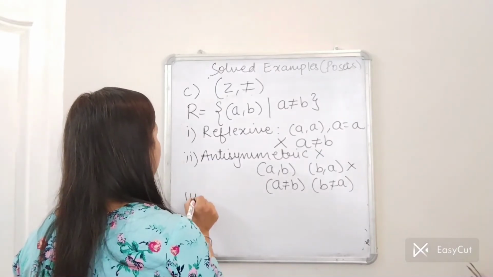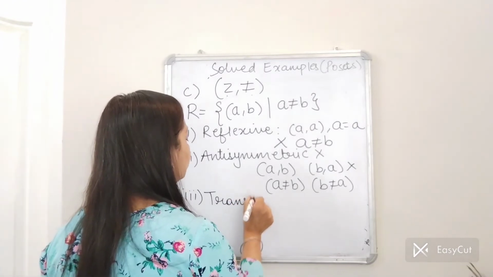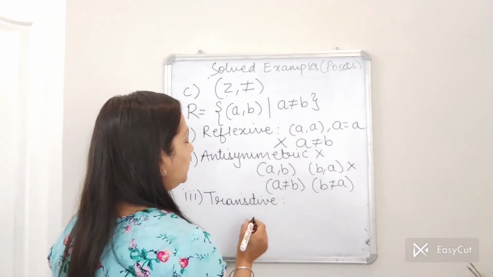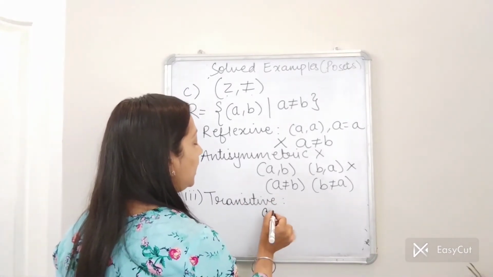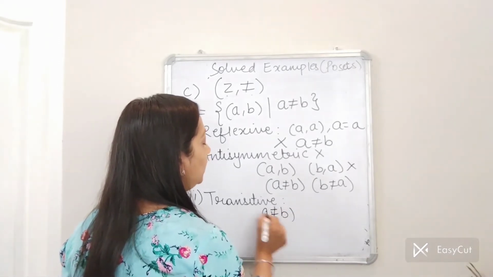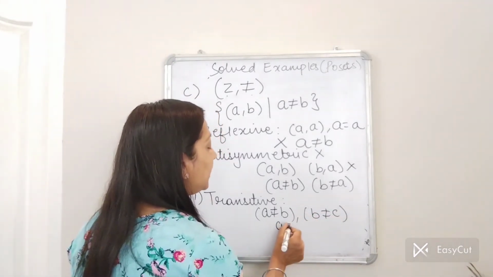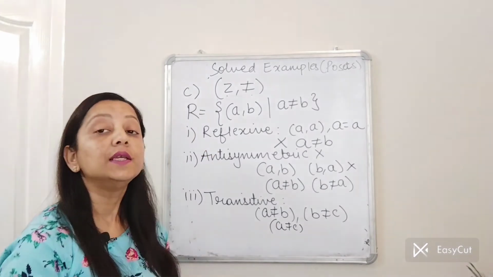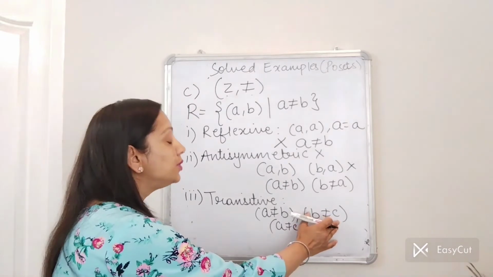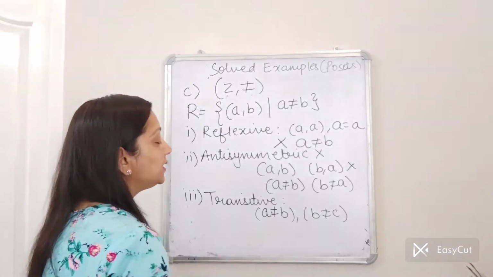Okay, now let's see the third condition, if it is transitive or not. Now, as per transitivity, I say that if A is not equal to B and B is not equal to C, then can I say that A is not equal to C? It seems like it is quite obvious that if A is not equal to B and B is not equal to C, then A is not equal to C. But it is not always true. Now let us take an example.